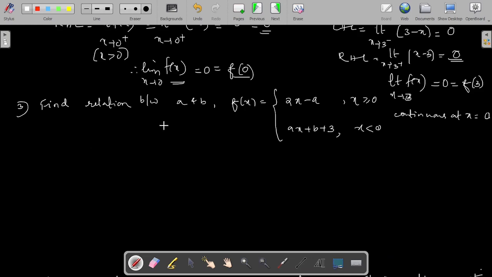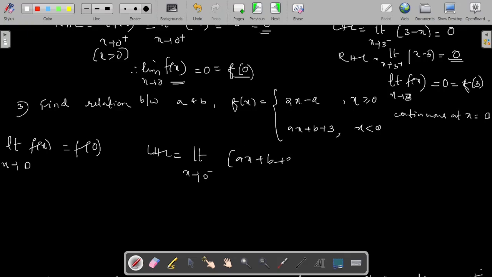Now find the relation between a and b such that this function is continuous at x equal to 0. They already gave in the question that the function is continuous, which means the limiting value of the function at x equal to 0 is the same as the value of the function at x equal to 0. So this means LHL and RHL are both equal. First let us find LHL. Limit x tends to 0 from the left. X is less than 0, so I will choose this function, ax plus b plus 3. Now substitute x equal to 0, you will get b plus 3.